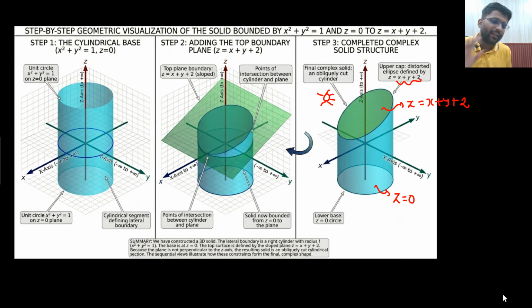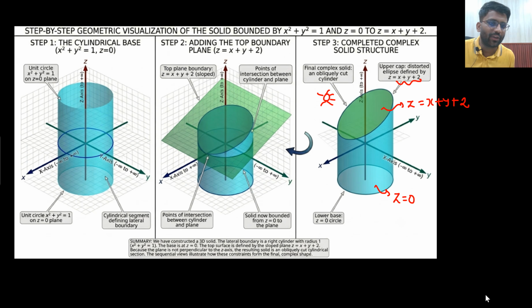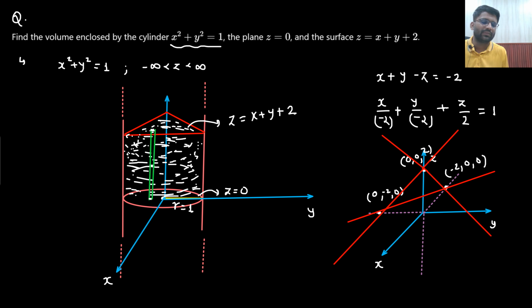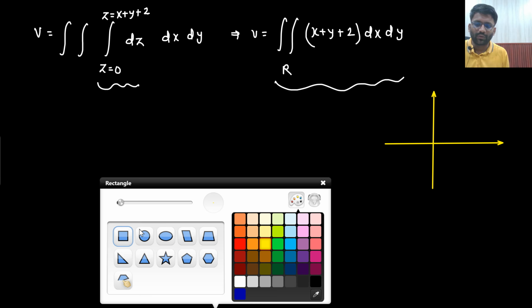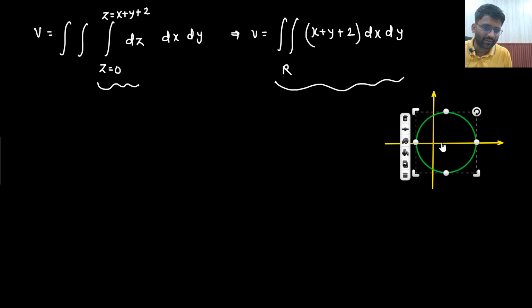Till this we have integrated, and after that we need to take the projection. So when we take the projection, what kind of structure will we get? The structure we will be getting is simply a circle on the xy plane of radius 1. This is what we will be getting. There you go.